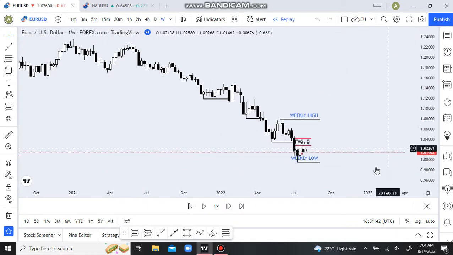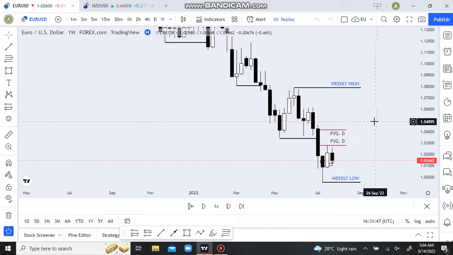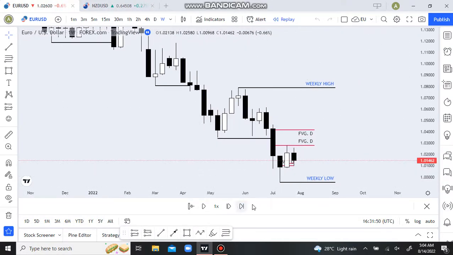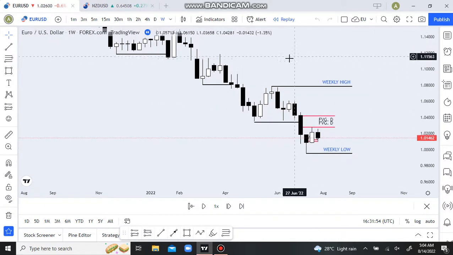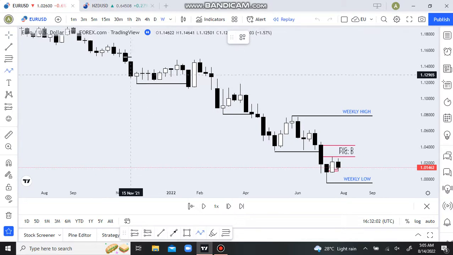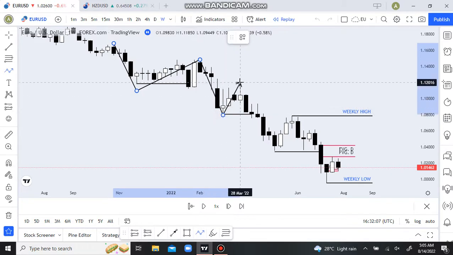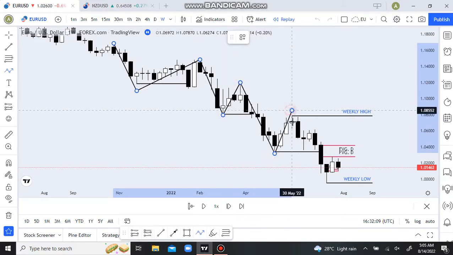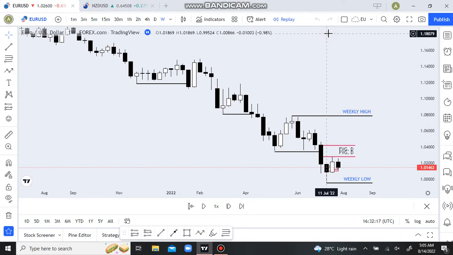This is my weekly time frame on EURUSD. I have cut some price off just to make it suit what I want to teach you today. On this chart you can see that we are making lower lows and lower highs. You make this low, pull back, break structure, pull back, break structure, pull back, break structure. So we are clearly in a downtrend on the weekly time frame.